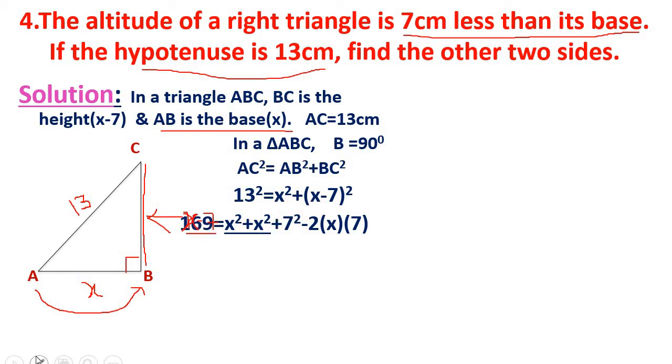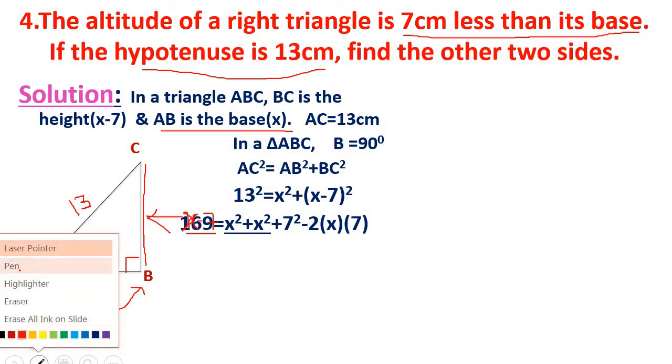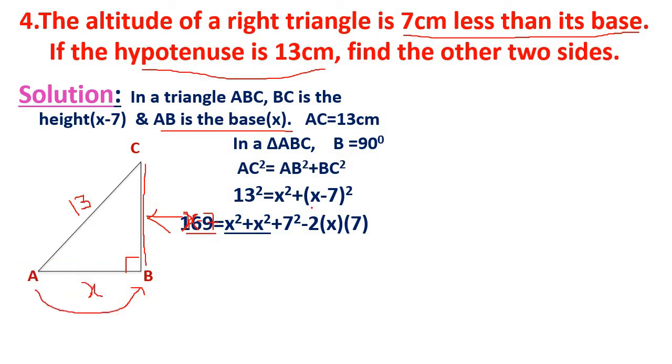Now this is in the form of a minus b whole square. First write x square as it is, then a square plus b square, which is 7 square, minus 2ab, where a is x and b is 7. Therefore 169 is equal to x square plus x square, which is 2x square, plus 7 square is 49, then 2 times 7 is 14, 14 into x is 14x.